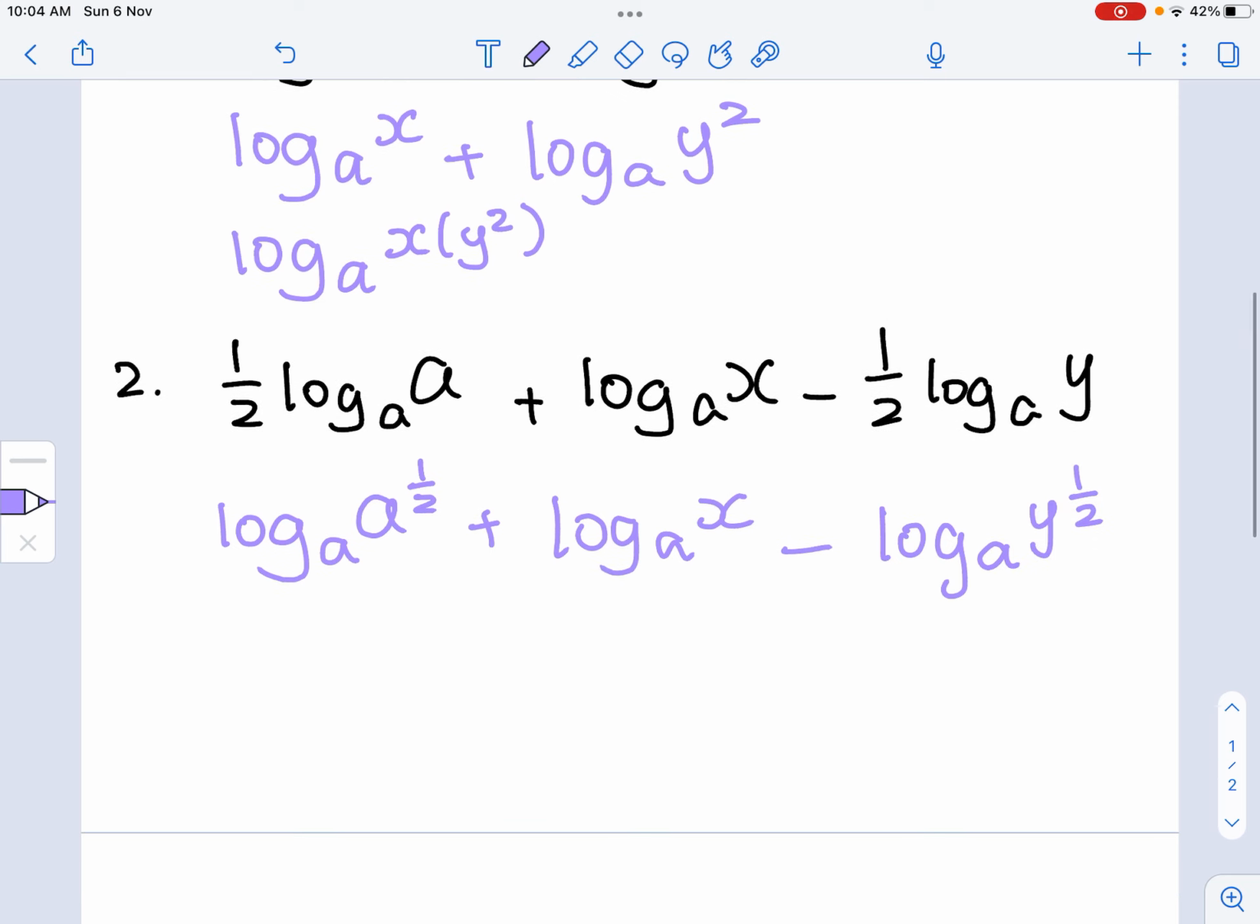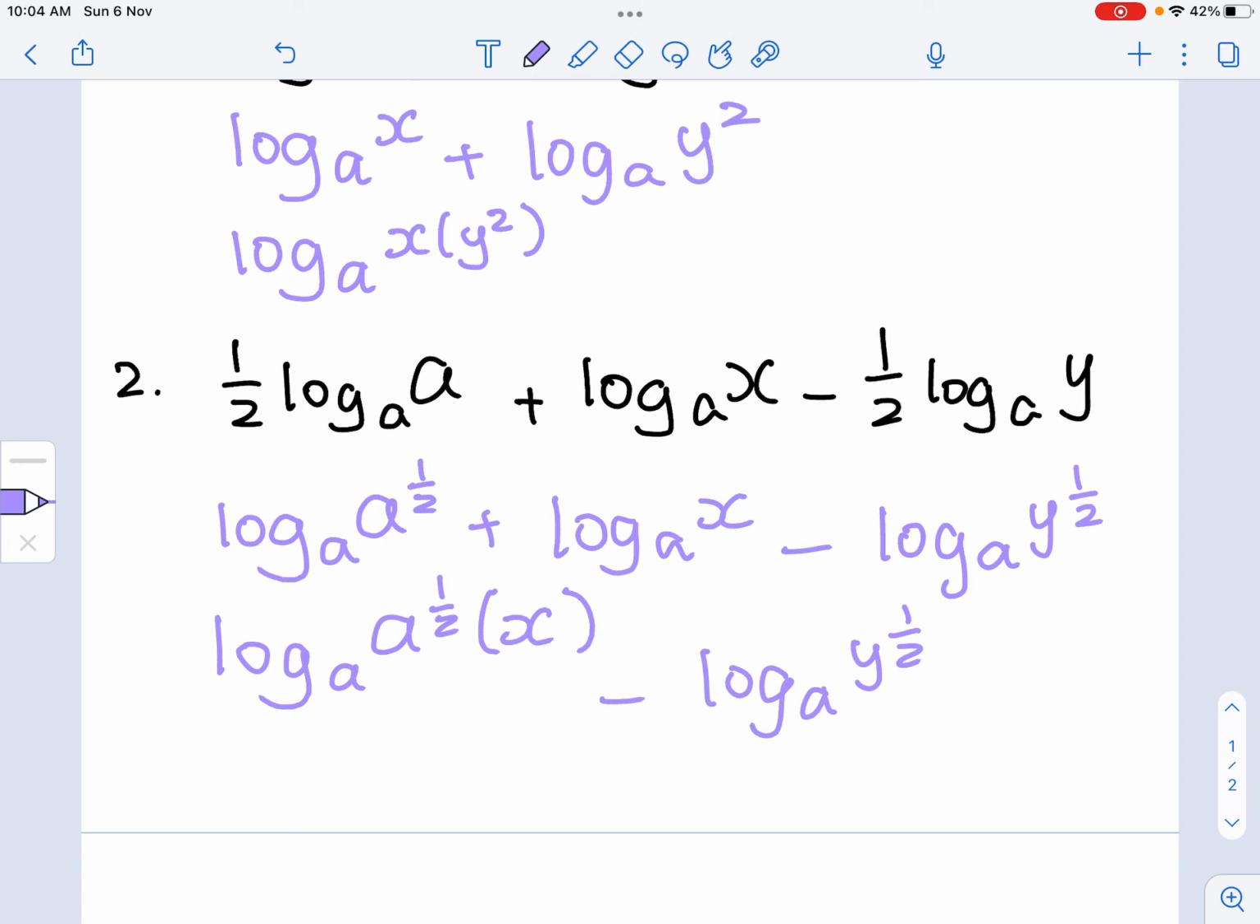Now again, we're not done simplifying it. We have the plus sign here, so let's just focus on these two. We know that it is a plus sign, so that means it is the product property. So that means it is log a of x to the power of 1 over 2 times x, minus, we will copy that down here, log a y to the power of 1 over 2.